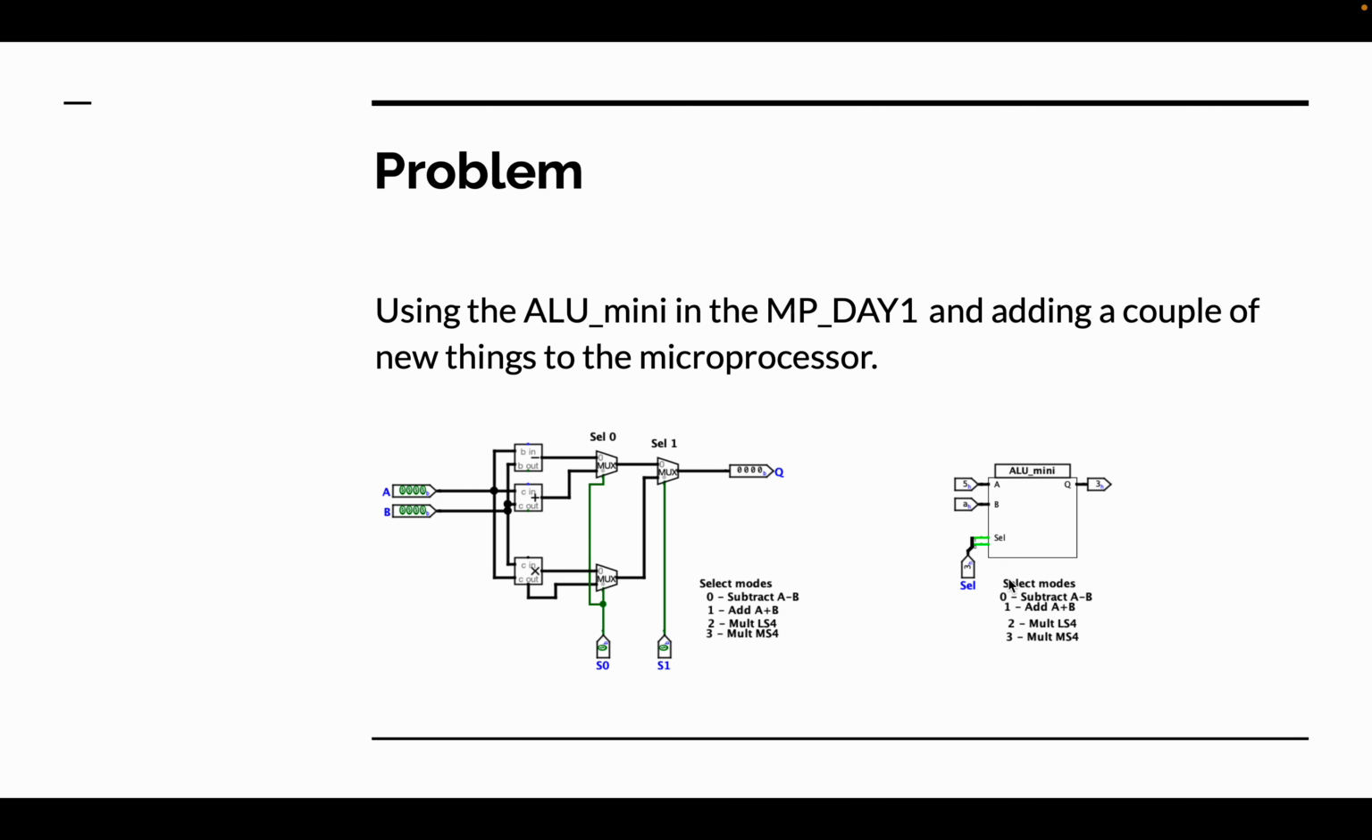As we can see right here, this is what it will look like inside of the microprocessor. And as you can see, we have the values A and B and our selection, which is S0 and S1.